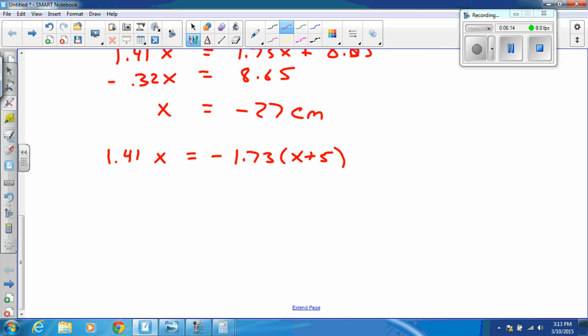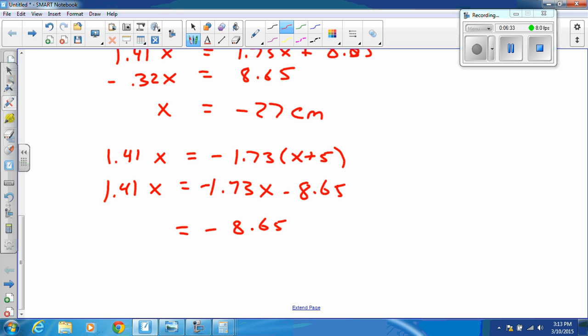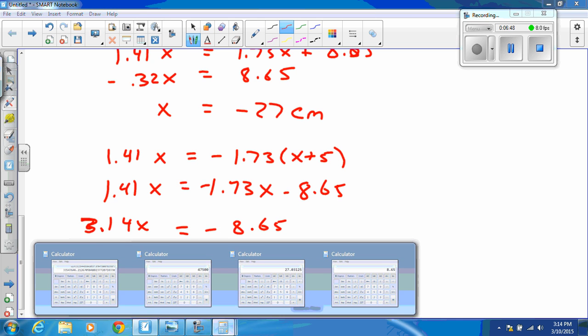Second place where we have zero field is found by solving this equation. Minus 8.65. And so when I solve here, then I get 3.14x equals negative 8.65.